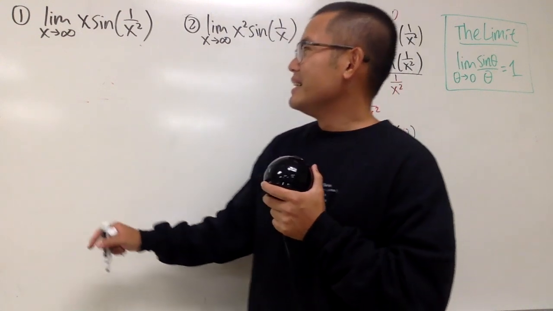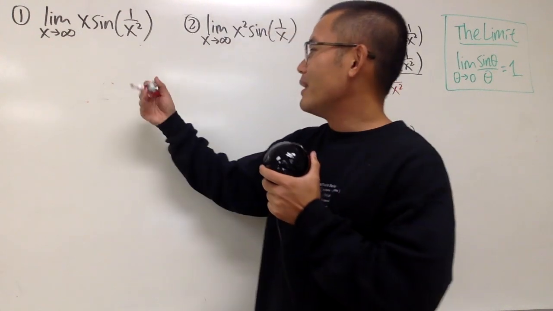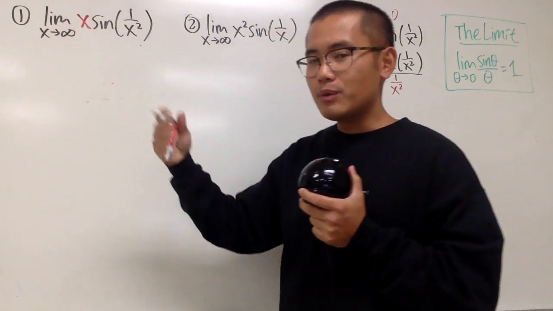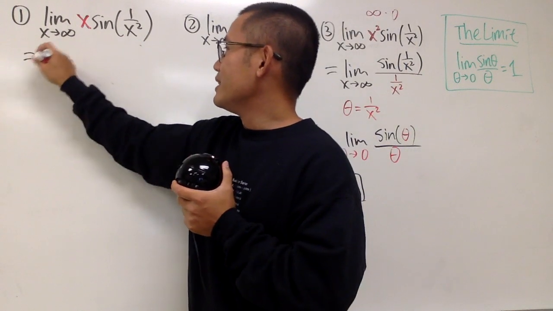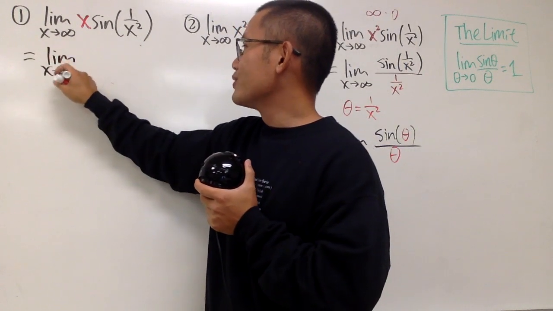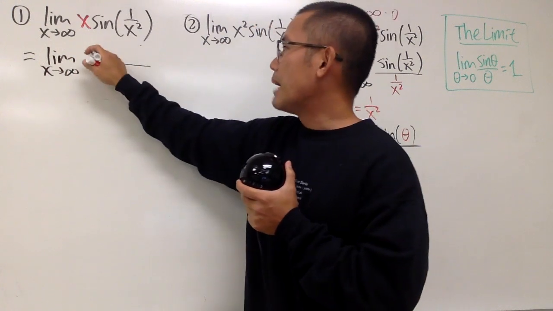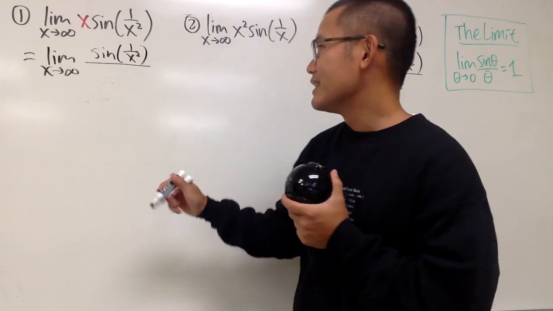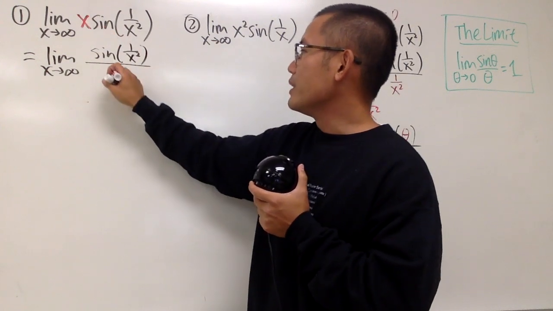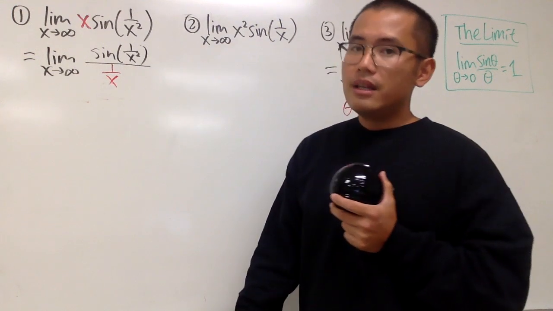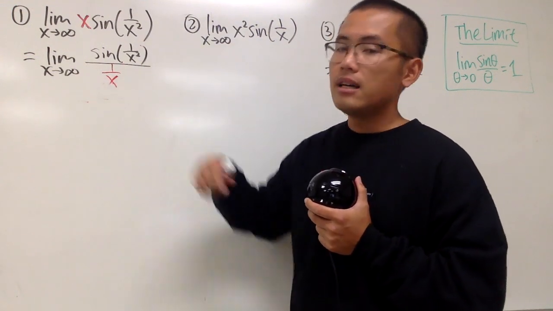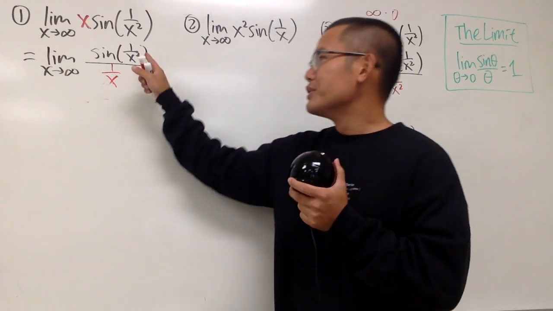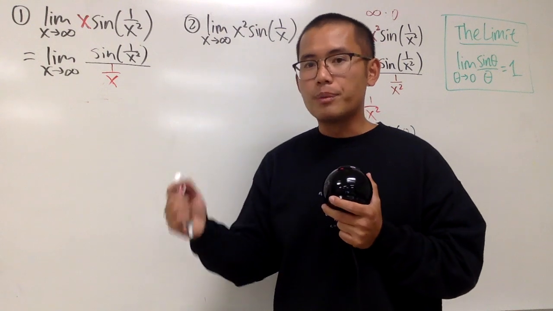Now, let's do number 1 first. Why not? We will do the same thing for the first step. Namely, we will put the x down below in the denominator. You see, this is going to be the limit as x approaching infinity. Keep this on the top. We have sine of 1 over x squared, like this. But we will bring this down, and we get 1 over x. This time, unfortunately, this and that are not the same. But it's, again, a good idea to let the inside be our new variable, namely theta.